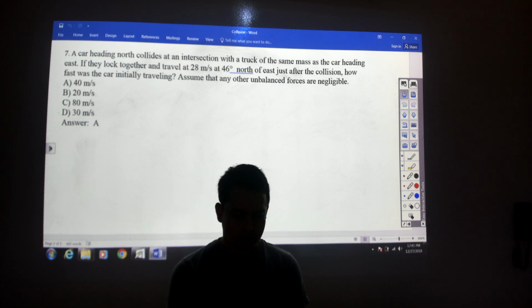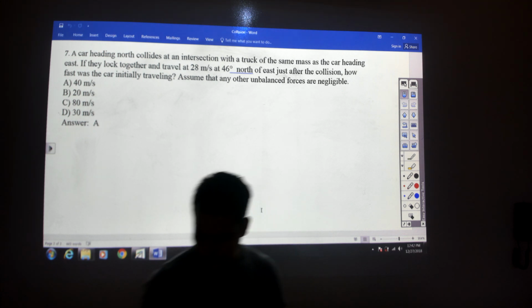This problem is related to the conservation of linear momentum. In this case, you have a car and a truck moving perpendicular to each other, for example on the road, and then they collide and move together, and then you need to find out the initial speed of the car. Let me explain this problem here.